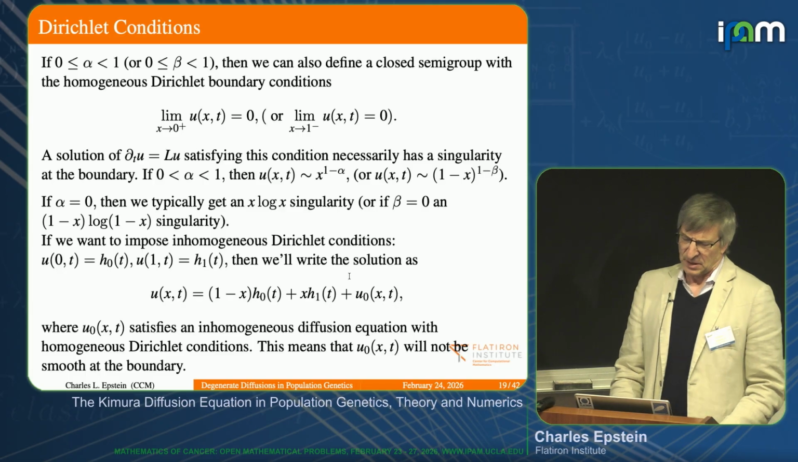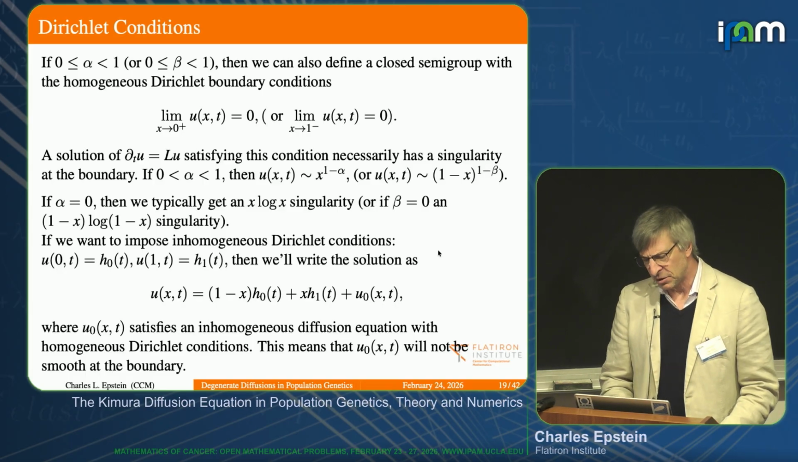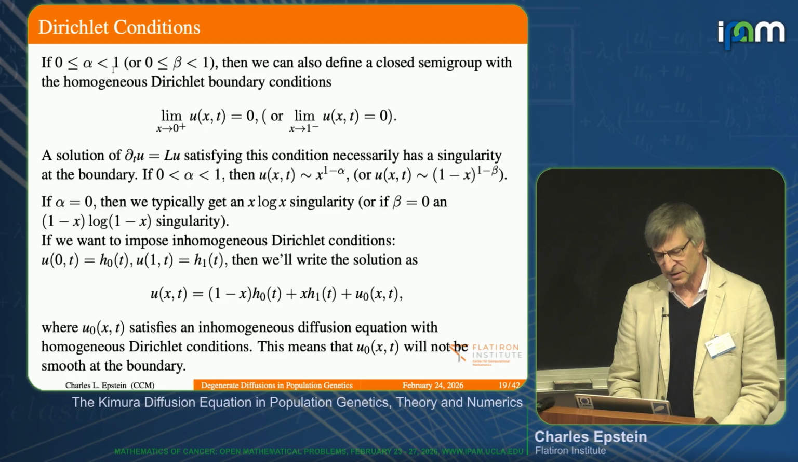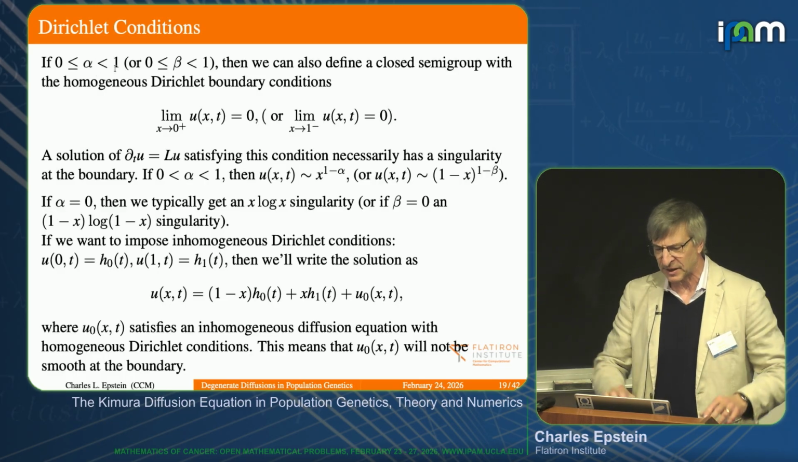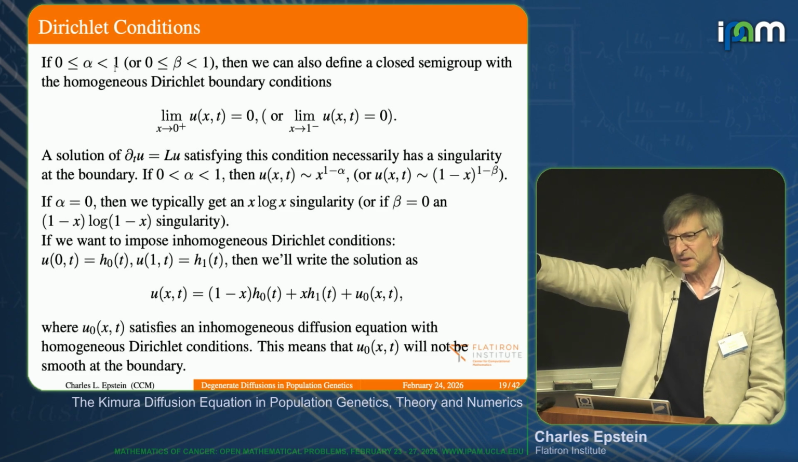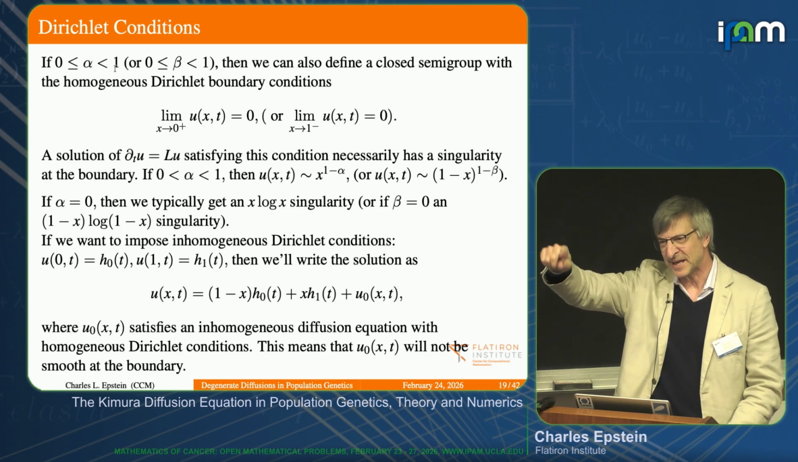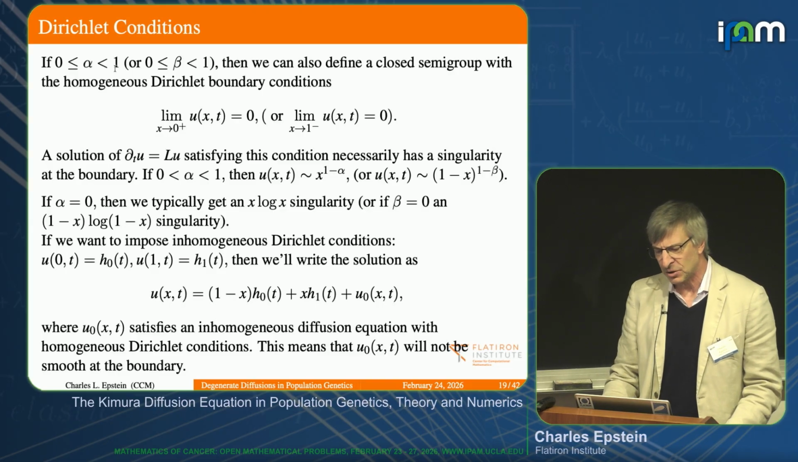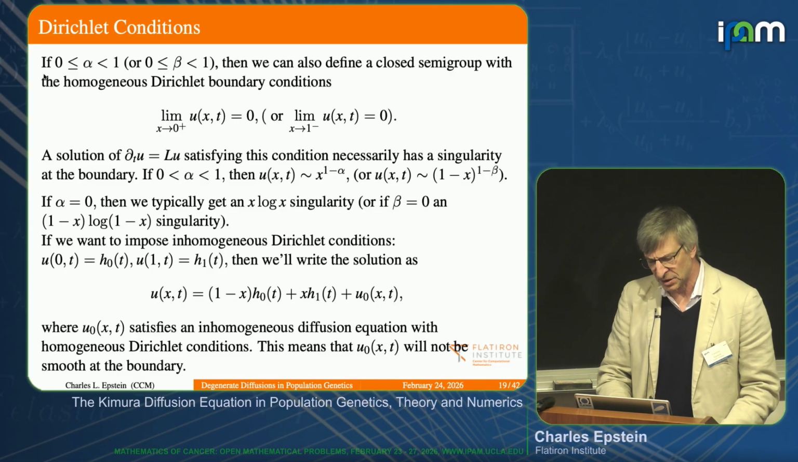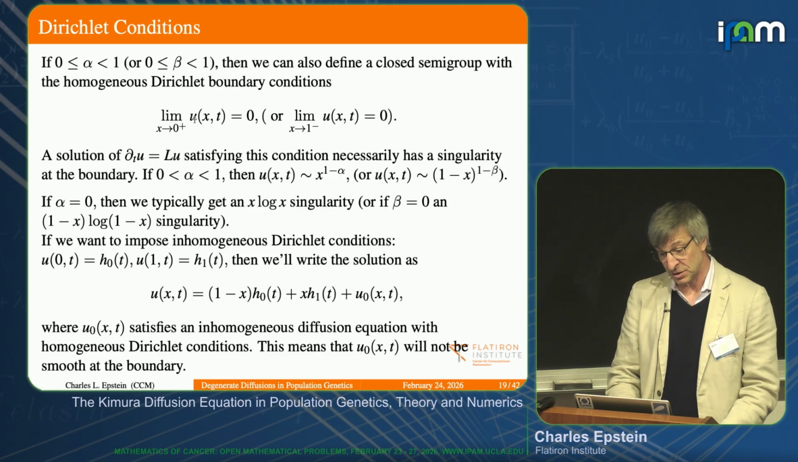Okay, so there's another boundary condition that you can specify as long as the mutation at the boundary effect is not too strong. So here I've scaled everything, so the coefficient of the diffusive term is 1. It's x(1 minus x) d by dx squared. So if alpha and beta are less than 1, then you can also define a boundary condition using the Dirichlet condition. That is, you can insist that the data goes to 0 at the boundaries.